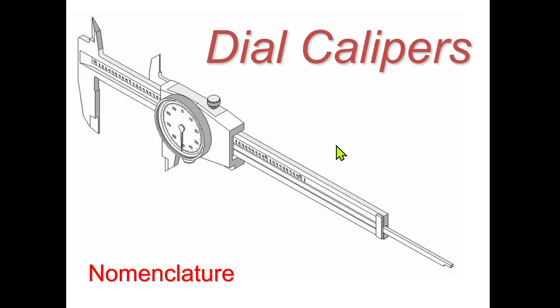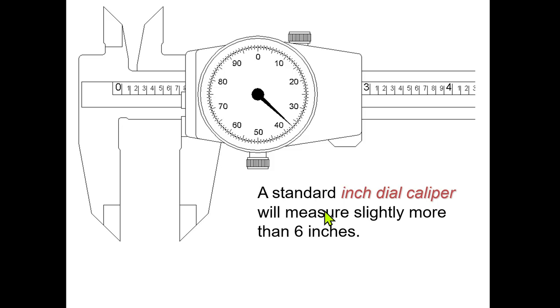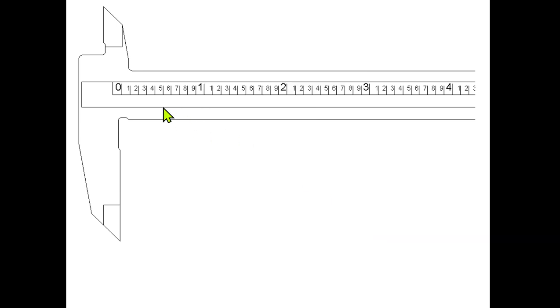Now let's talk about the nomenclature or the different parts of dial calipers. A standard inch dial caliper will measure slightly more than 6 inches. Notice we've got a blade here that goes from 0, 1 inch, 2 inches, 3, 4, and on up to 6 inches.